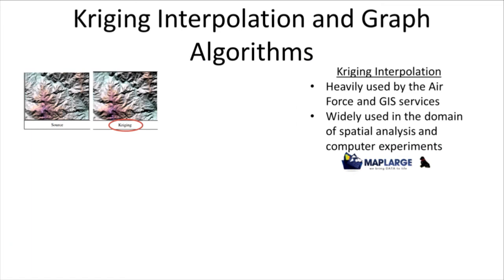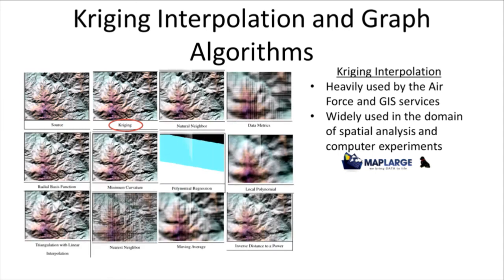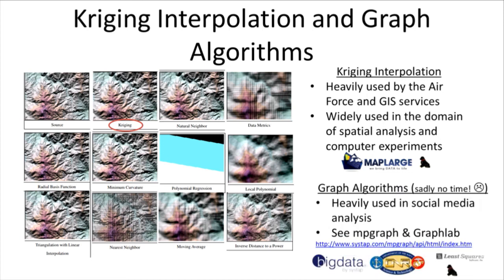So another project I've done is Kriging interpolation with a company called MapLarge and graph algorithms with a company called SysTap on the DARPA XDATA. So Kriging interpolation is heavily used by the Air Force and GIS systems. And it's basically a way of reducing a large amount of data to a small amount without losing detail. And so you can see, for example, if you do just the polynomial regression, it actually looks nothing like the map whatsoever. I'd love to talk to you about the graph algorithm work that we did. Sadly, there's no time, so you're going to have to go to the MPGraph GitHub repository, and you can take a look at the work there. And there's comparisons with Intel Xeon Phi as well.